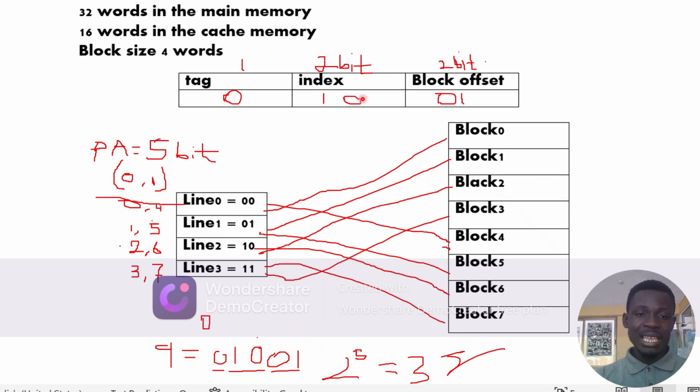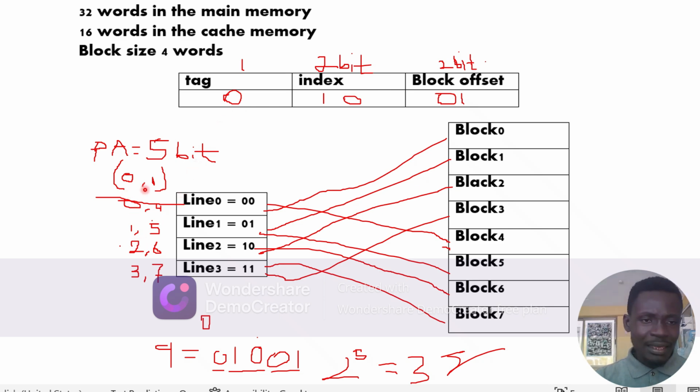This one will direct us to the cache memory, the specific line. So we have 1, 0. When you check this cache memory, where can we find 1, 0? 1, 0 can be found here. So it means this line contains the address, but this line also contains 2 blocks. So in which of the blocks will the address be found? We will come here. This one is 0, so this is telling us the specific block.